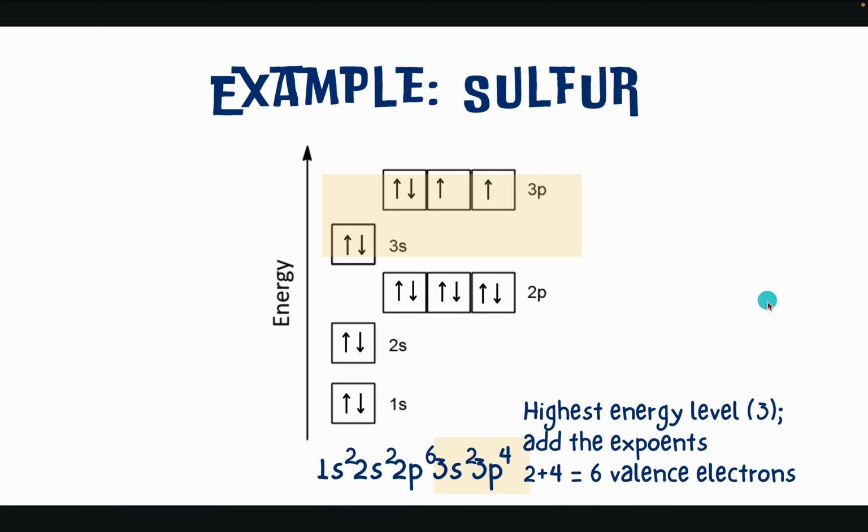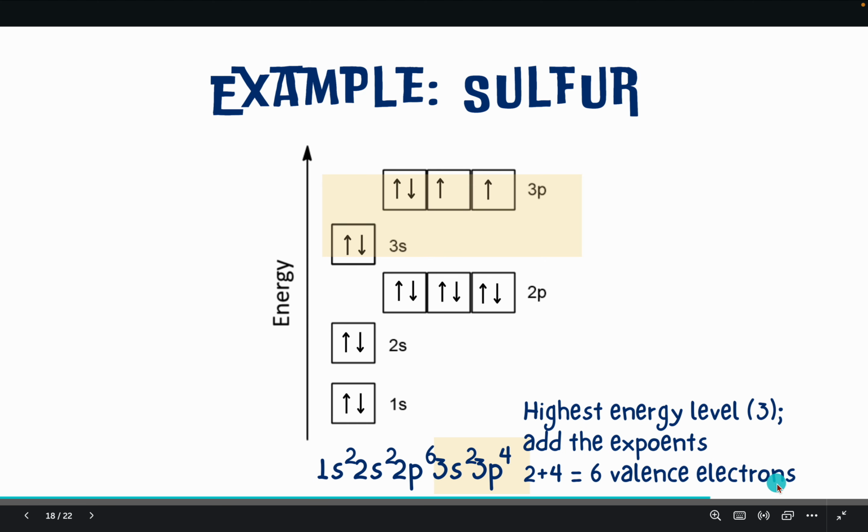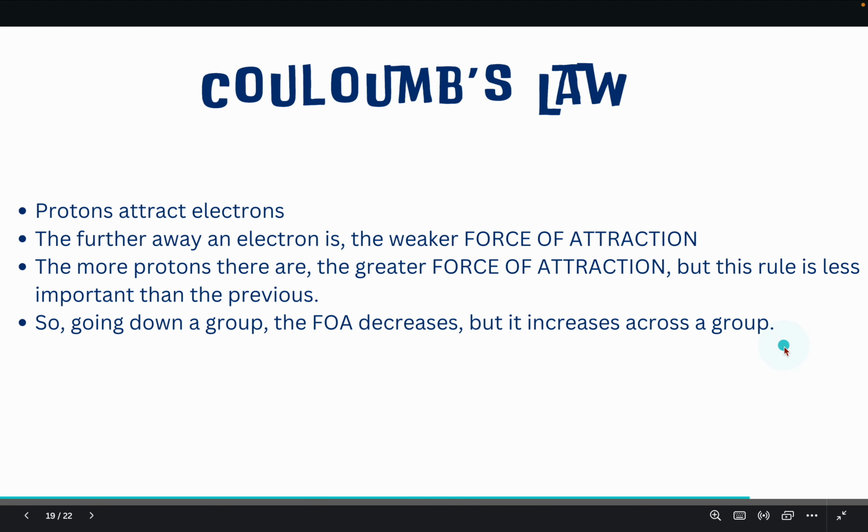So how to find valence electrons? Anyways, you just look at the last shell. You look at the first number, and that will be the greatest. The first number will be the last shell. So the last shell in sulfur is the third shell. Add all the electrons in the third shell, and you'll get 6 valence electrons, which are outer electrons.